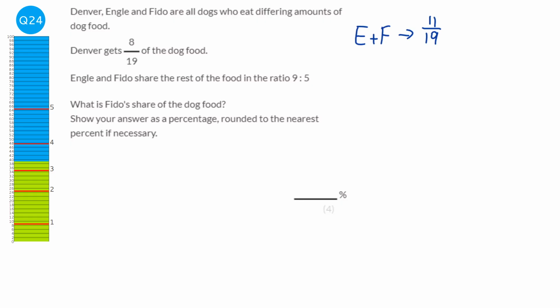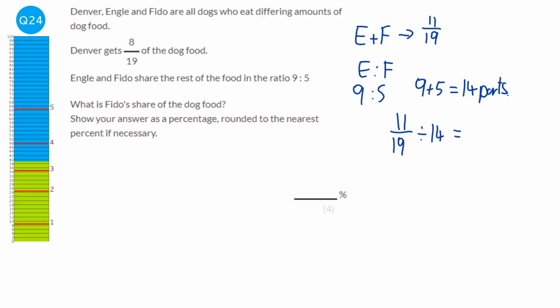I'm going to focus on the ratio next of Engel to Fido, so it's 9 to 5. Let's see, first of all, how many parts there are altogether. So 9 plus 5 is 14 parts. There are 14 parts in total, and the share that they get is 11/19. So I'm going to find out what fraction one of those parts is worth by dividing 11/19 by 14. Each part is worth, and I'm just going to keep this in my calculator, 0.041 and so on.